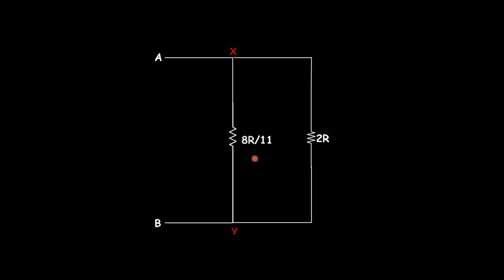Now we can solve these two parallel resistances, which are 8R by 11 and 2R. We use the equation product divided by sum, that is, 8R by 11 multiplied by 2R, the whole divided by 8R by 11 plus 2R. Solving this gives us 8R by 15. So the equivalent resistance across A and B is 8R by 15.